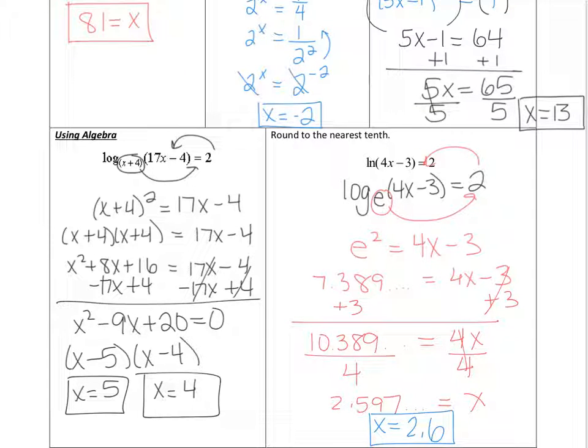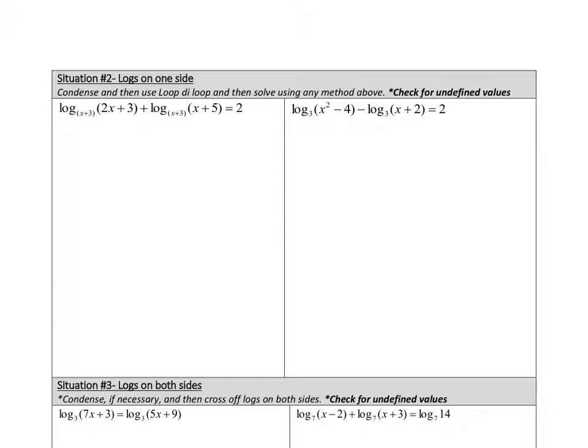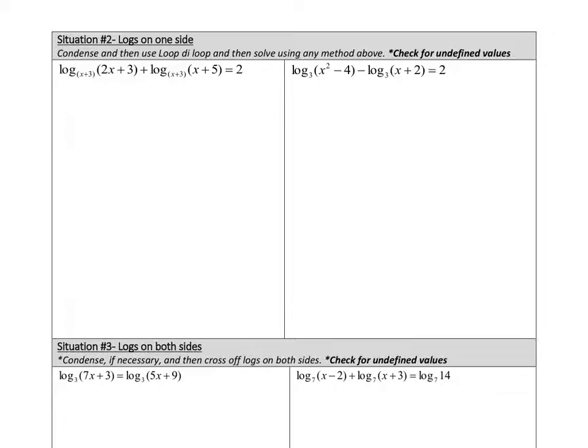Okay, perfect. Now let's move on to different types of situations that you may have. We could have a situation where I have logs on one side. So you see I have 2 logs over here and then no logs over here. So what we want to do is condense and then use the loop-de-loop to solve using any of the methods above or on the other page. Again, checking for undefined values.